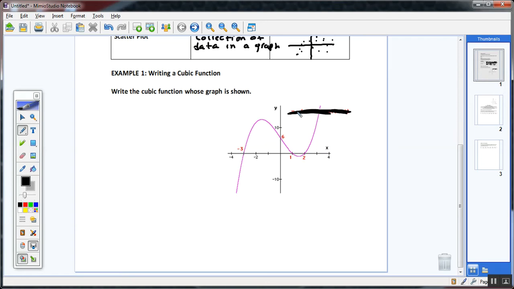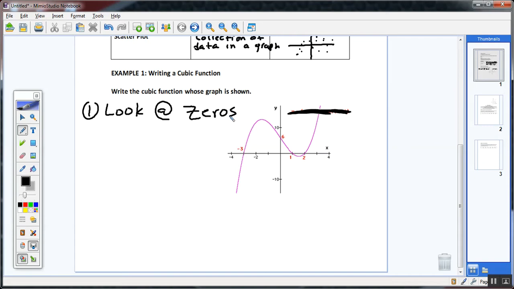This is: write a cubic function whose graph is shown up here. First of all, kids, we need to understand what the general form of a function is. So I'm going to write this down, okay? General form of these right here, first of all, I'm just going to give you some rules. To write a function for this graph that's shown, the first rule is to always look at your zeros.